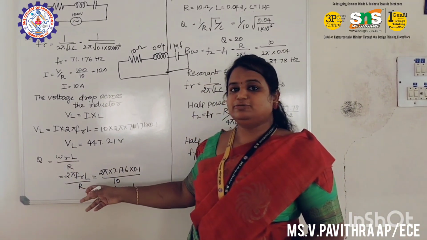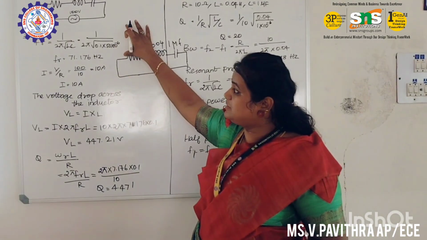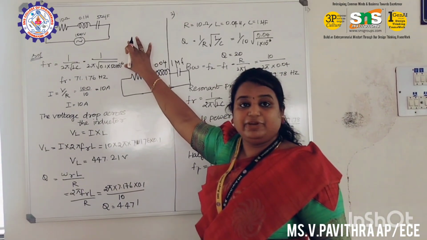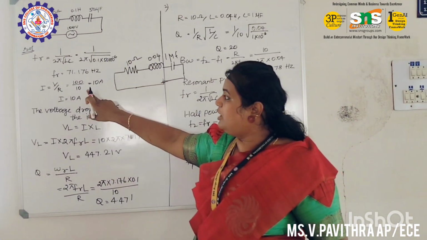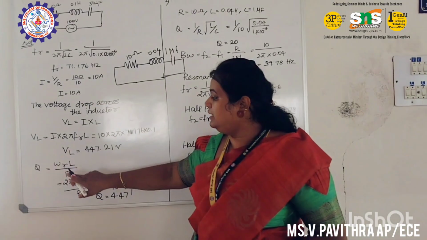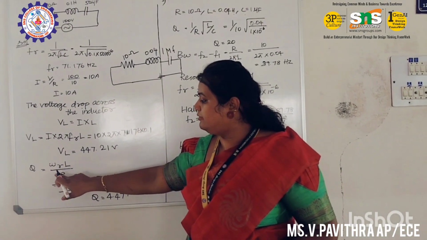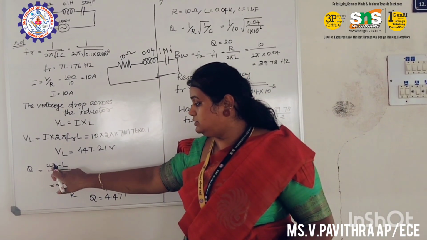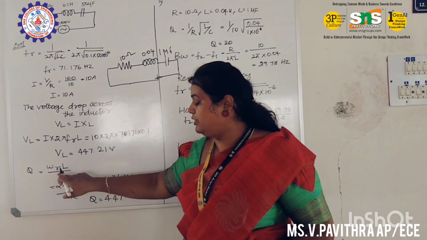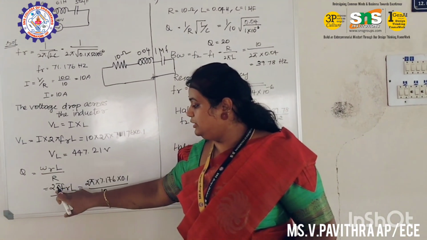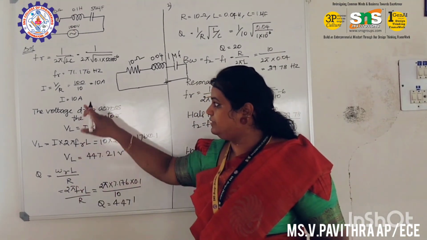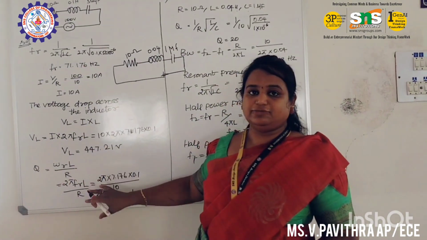Why we are using this formula is because our problem is based on the frequency response. So we are using omega R L divided by R, or omega R L divided by Fr. Then omega R is nothing but 2 pi Fr. So the Fr we are deriving here, and so we are using this formula.